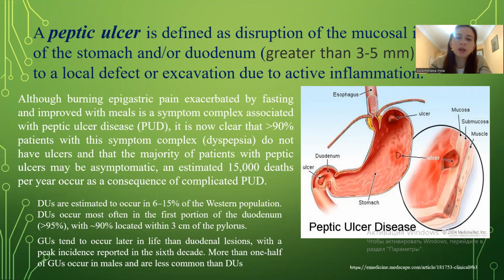An estimated 15,000 deaths per year occur as a consequence of complicated peptic ulcer disease. And you may see the anatomy of the digestive system: esophagus, stomach, colon, duodenum. And you may see how ulcers appear in the stomach and duodenum.